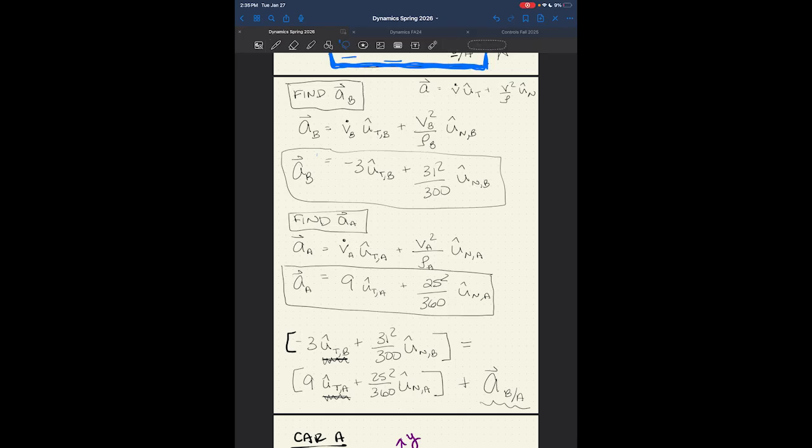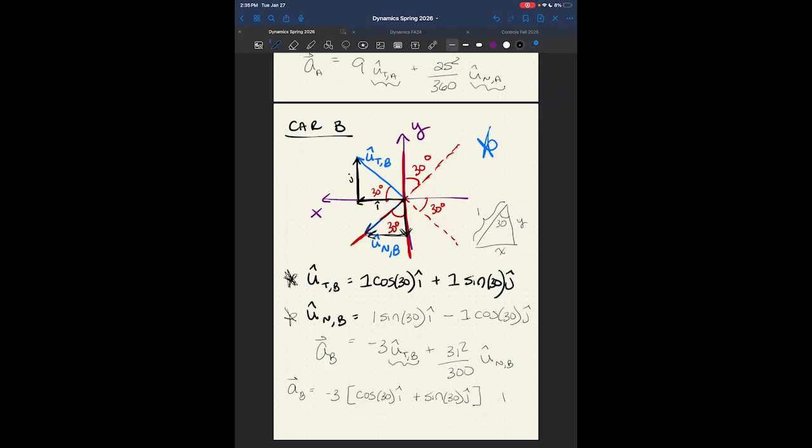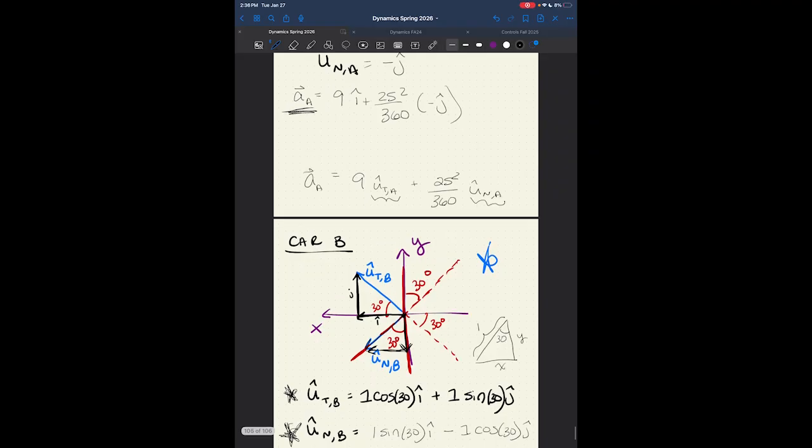Let me go grab my expression for the acceleration of b, and we'll copy, and we'll paste, and I'm going to substitute. I'm going to say acceleration of b is equal to minus 3 u hat tb. So let's take our expression for u hat tb and plug it in. I have cosine 30 i hat plus sine 30 j hat, plus 31 squared over 300 times u hat nb. Let's take our u hat nb expression and plug it in. I have sine 30 i hat minus cosine 30 j hat. And now we're done. Not entirely, but we're almost there.